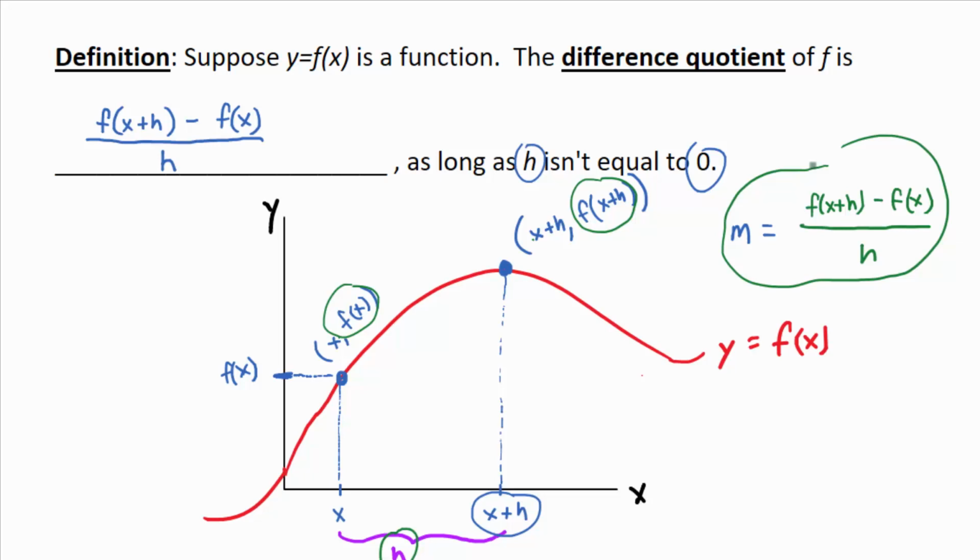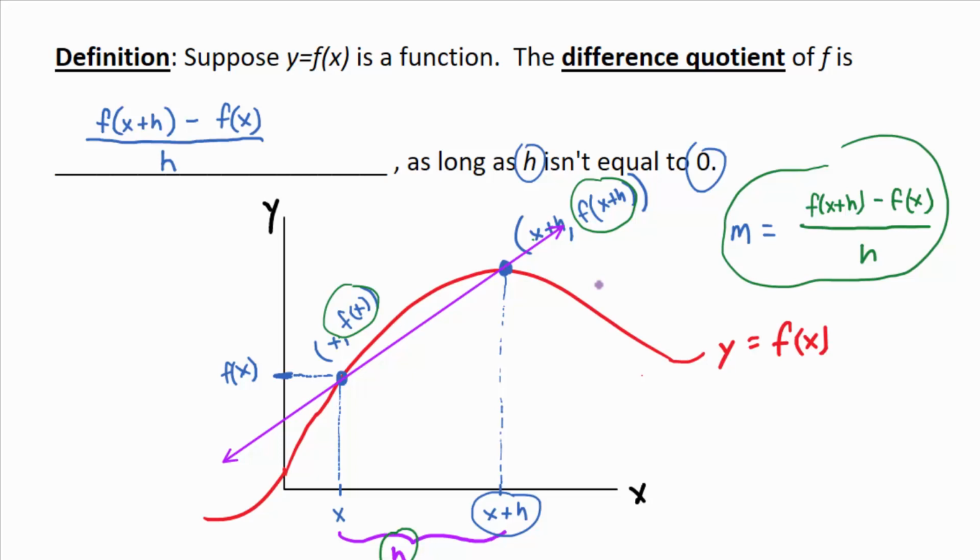Well, it turns out that this formula is very handy for defining something called the derivative. And if you've never heard of that, don't worry about it. You'll hear about it soon enough when you get to calculus. But the idea is, we found the slope of the line between these 2 points, right? That's the difference quotient. Now, a slope is a rate of change. And so that difference quotient, that slope between those 2 points, represents the average rate of change in the function from x to x plus h.